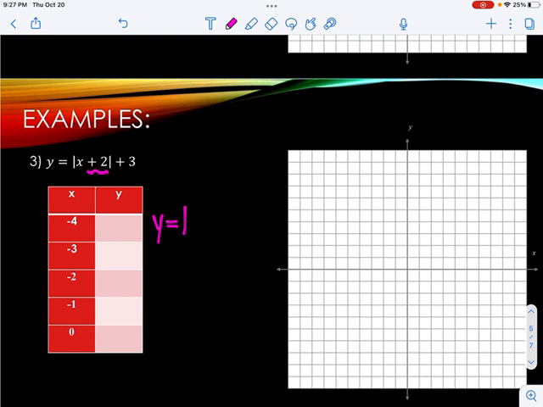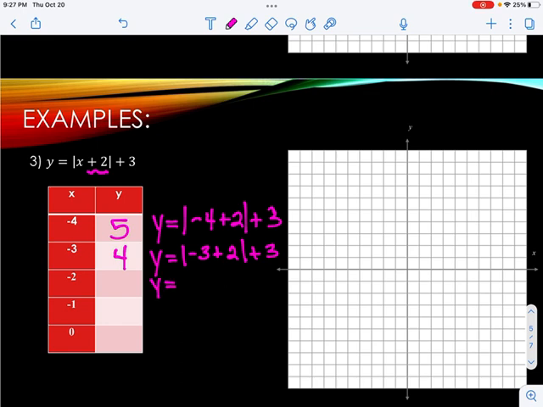So the first one, we're going to go absolute value of negative 4 plus 2, and then we're going to add 3 to that. So absolute value of negative 4 plus 2. Negative 4 plus 2 is negative 2. Absolute value of that is 2. 2 plus 3 gets me 5. Then I'm going to say, okay, what's the absolute value of negative 3 plus 2? And then add 3. So negative 3 plus 2 is negative 1. Absolute value is 1. 1 plus 3 is 4.